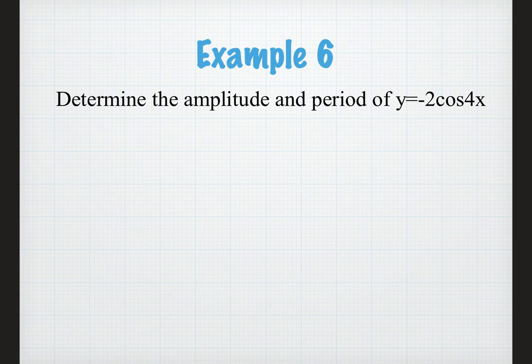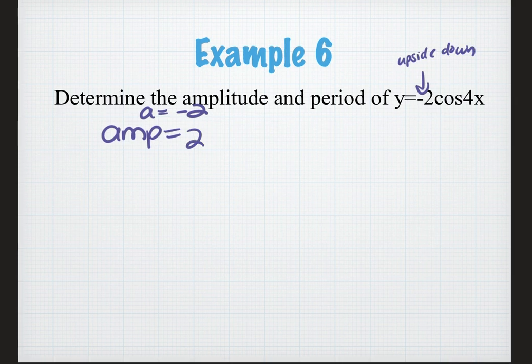So example 6 says determine the amplitude and the period of negative 2 cosine 4x. So just the amplitude and the period. What's the amplitude? Well, what's A? Negative 2. What's the negative going to do? Flips it upside down. What's the amplitude? Positive 2. We ignore the negative, right? It's just the absolute value.